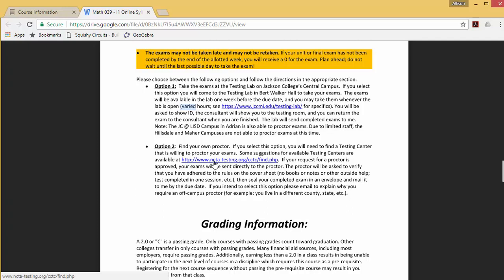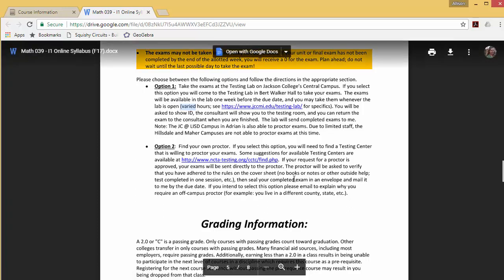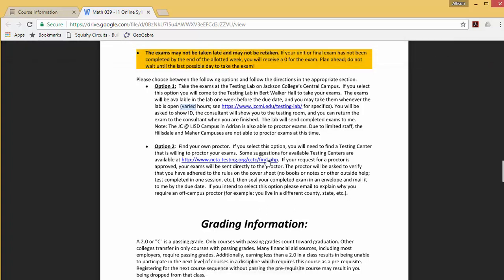If this is the case, when you make your syllabus quiz, you're going to have to email me about your circumstances, like what state you're in, and you're going to have to find me a proctor. Okay, so I'll talk to you more about that if you have this situation.